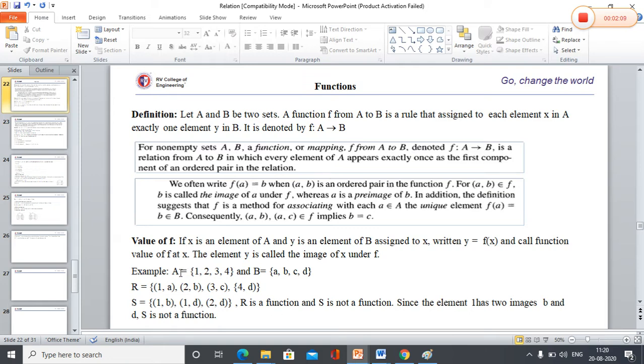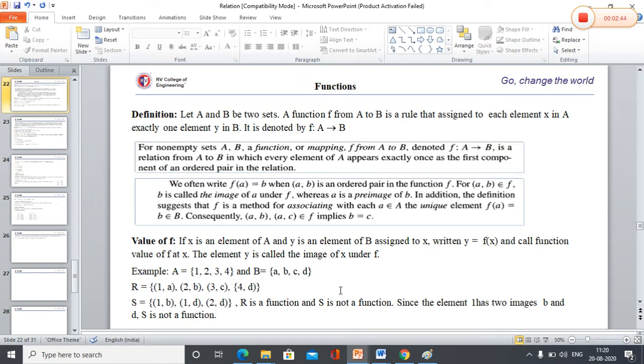Suppose A is equal to {1, 2, 3, 4}, B is equal to {a, b, c, d}. Okay. So elements of A are 1, 2, 3, 4. B has 4 elements, a, b, c, and d. According to the definition, it should be a non-empty set. So A and B both have 4 elements, so they are non-empty. And we are saying there is a function f from A to B. So we are saying that it's a relation in which every element of A appears exactly once as the first component of an ordered pair.